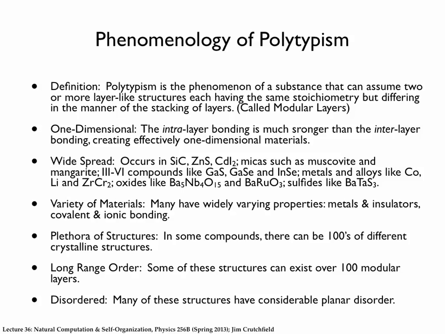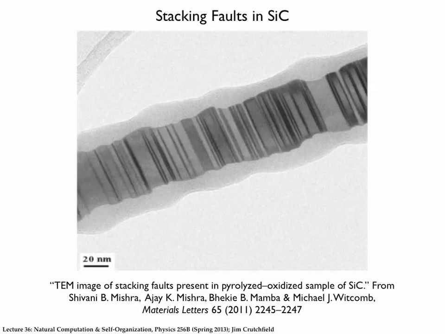So let me show you a picture of one of these that we're going to look at. This is a transmission electron microscopy image of silicon carbide. Silicon carbide stacks up just as we mentioned. This is a fairly small image, and what you can see here is that these bands are different kinds of crystal structure. The crystal structure looks a little bit different because when the electrons come through, they see something that's a little bit different.